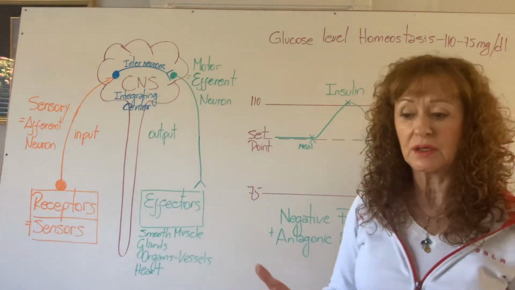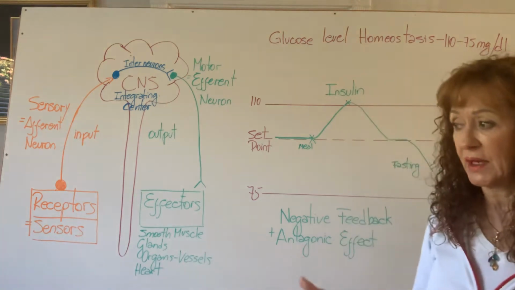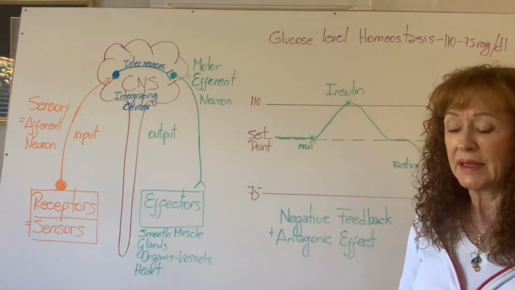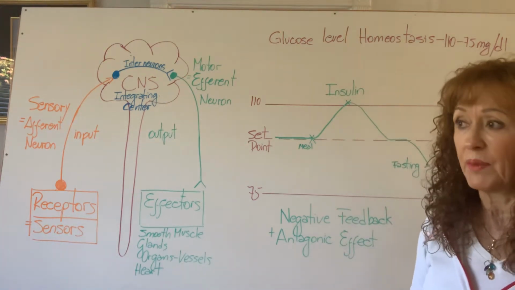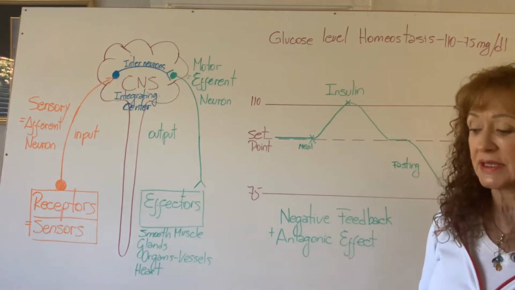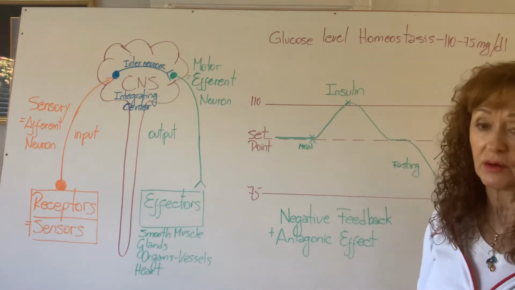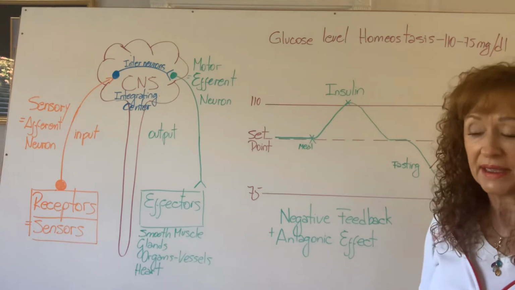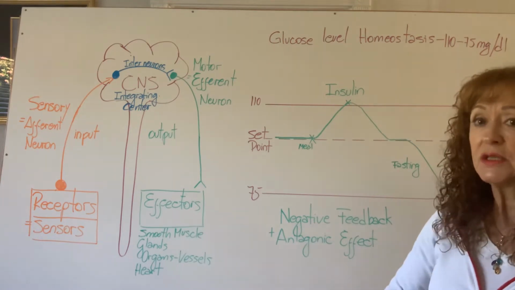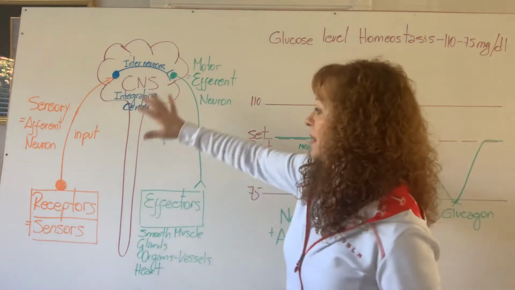You read in the book and in the PowerPoint that the components of this loop are the sensors, the control center or integrating center, and the effectors. Okay, this one is a loop. How do these play a role?